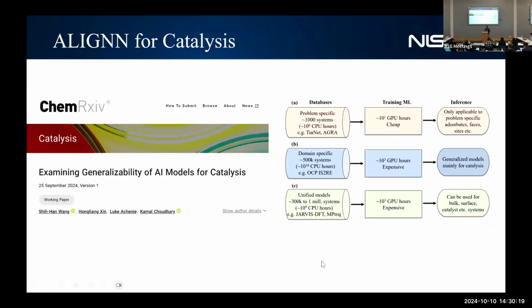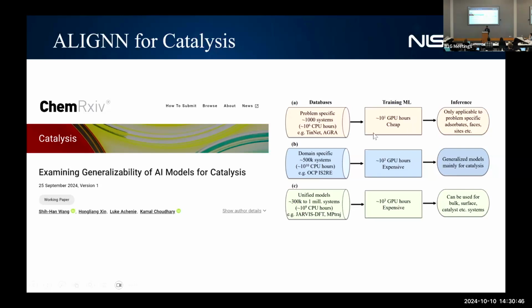So one of the applications which is relevant for this work is a preprint we just put on our ChemRxiv. It's called Examining Generalizability of AI Models for Catalysis. Now, in catalysis, I feel like there are three types of models for machine learning: problem-specific, domain-specific, and unified models. So a problem-specific model, for example, the TinNet model we heard about in the beginning of the talk, there's a special nitrogen adsorption to certain catalysts we want to study. So that's problem-specific. It's not super expensive.